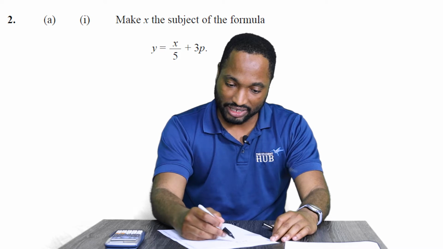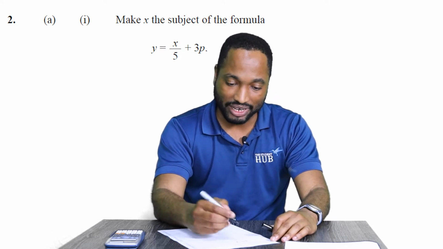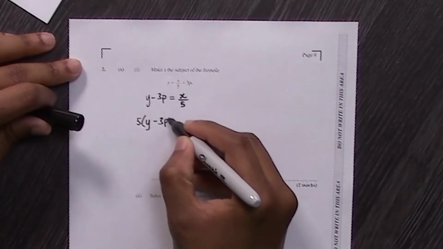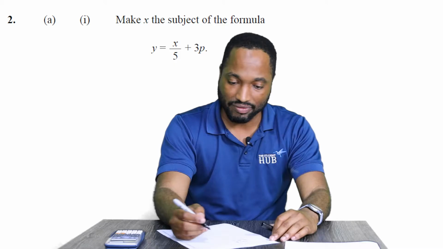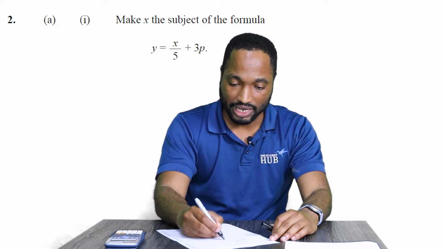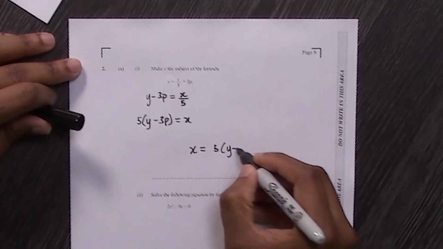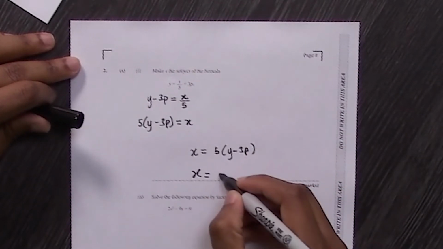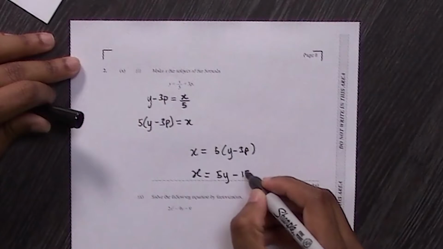And after that, it's just the 5 to come across. The 5 is dividing the x, so it should multiply these numbers here. The whole of the left-hand side will get multiplied by the 5. And this is us here. So I guess there may be 2 acceptable answers. x is equal to 5(y minus 3p) is good. Some people may have expanded and got 5y minus 15p.